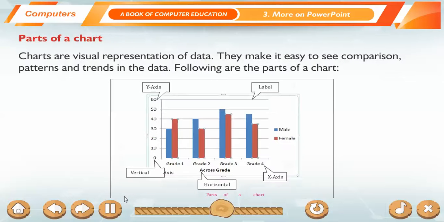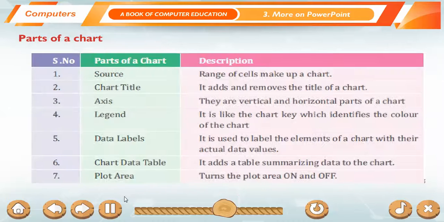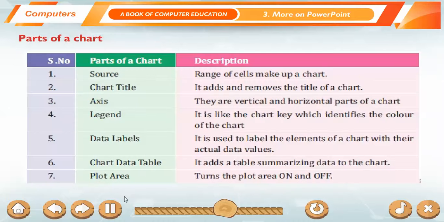Parts of a chart. Charts are visual representation of data. They make it easy to see comparison, patterns and trends in the data. Following are the parts of a chart. Parts of a chart. Source. Description. Range of cells make up a chart. Chart title.